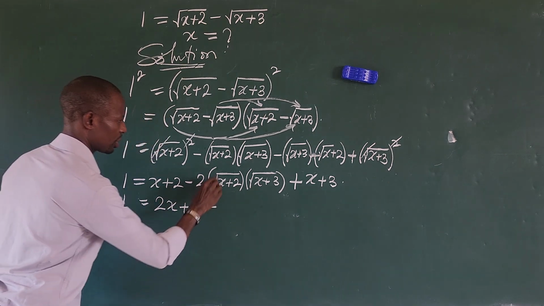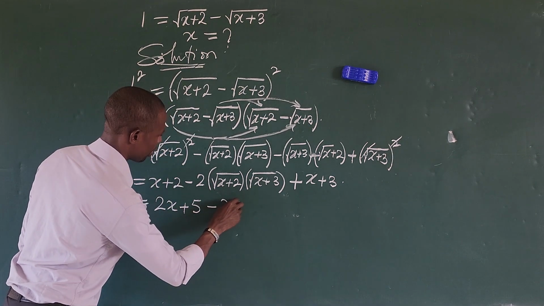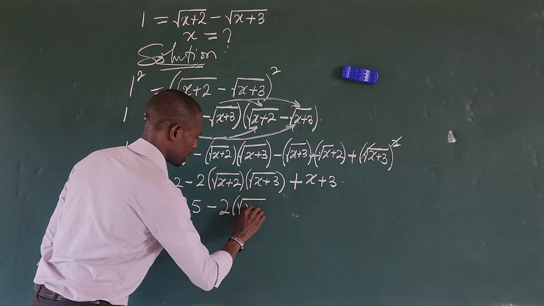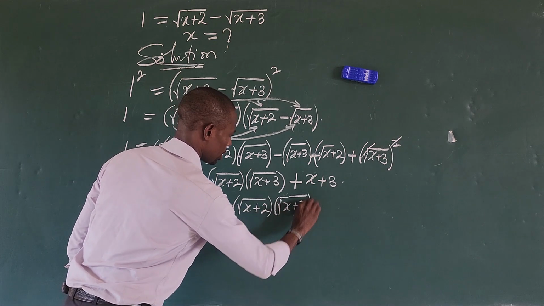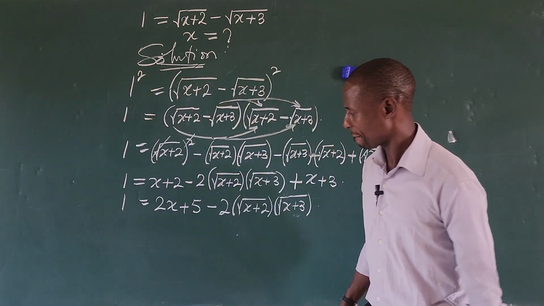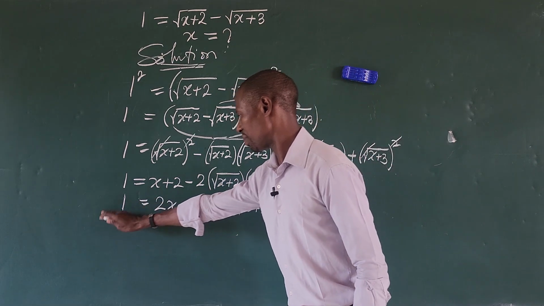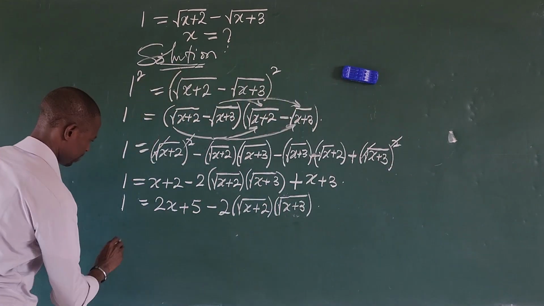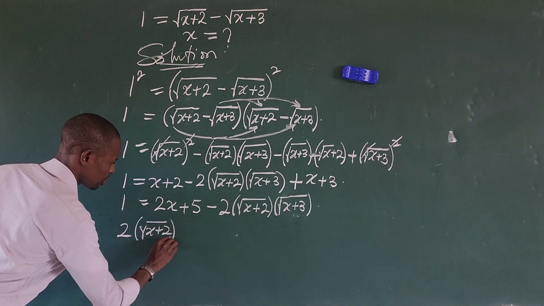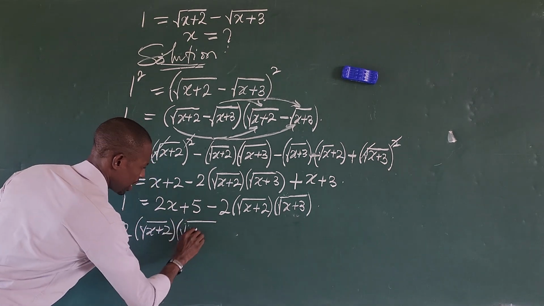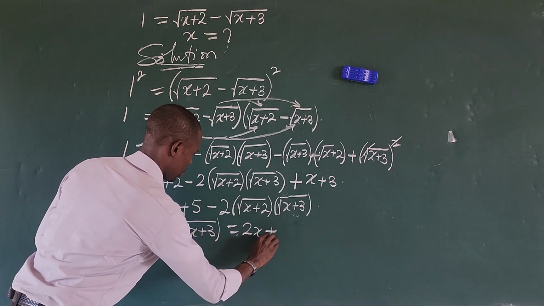Then minus, let's still keep this first. So we have here minus 2, then into the bracket, the square root of x plus 2, close bracket, the square root of x plus 3, close bracket. All right. Now what we do next is move the whole of this term to this side of the equation and bring this to this side. If we do that, this is going to give us 2 times the square root of x plus 2, close bracket, the square root of x plus 3, close bracket. This is equal to 2x plus 5.